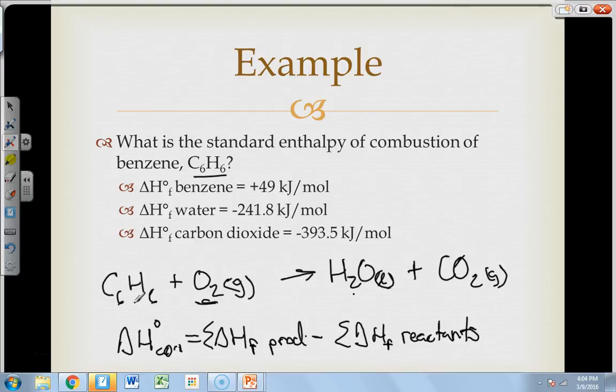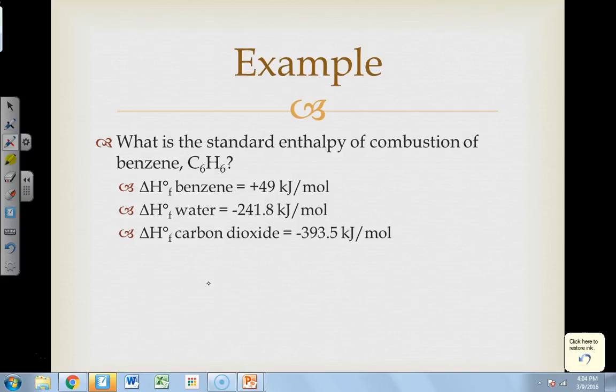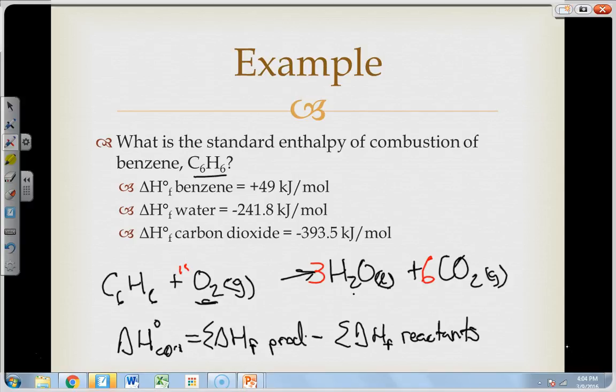So let's see, how many hydrogens? Hydrogens, that's 3. How many carbons? So that's going to be 6. And so that's 18, that's 12 and 15. So this is going to be 15 halves. That's the balanced chemical equation.